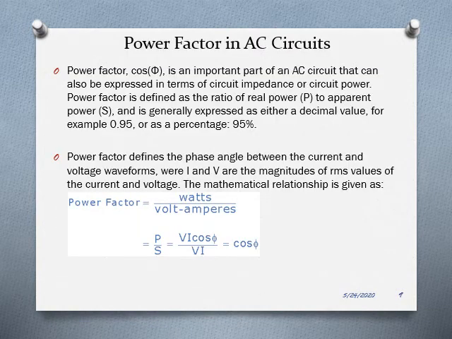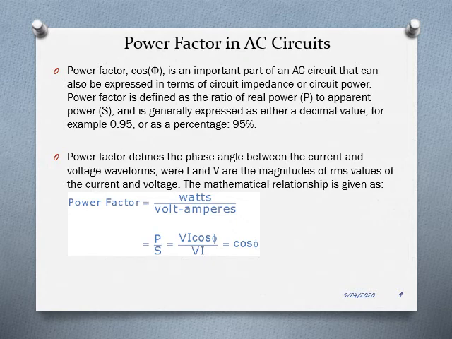Next is power factor in an AC circuit. A power factor, which is denoted by cos phi, is a very important part of an AC circuit that can also be expressed in terms of circuit impedance or power. In terms of power, the power factor is defined as the ratio of real power to apparent power. It is generally expressed as a decimal value or percentage.